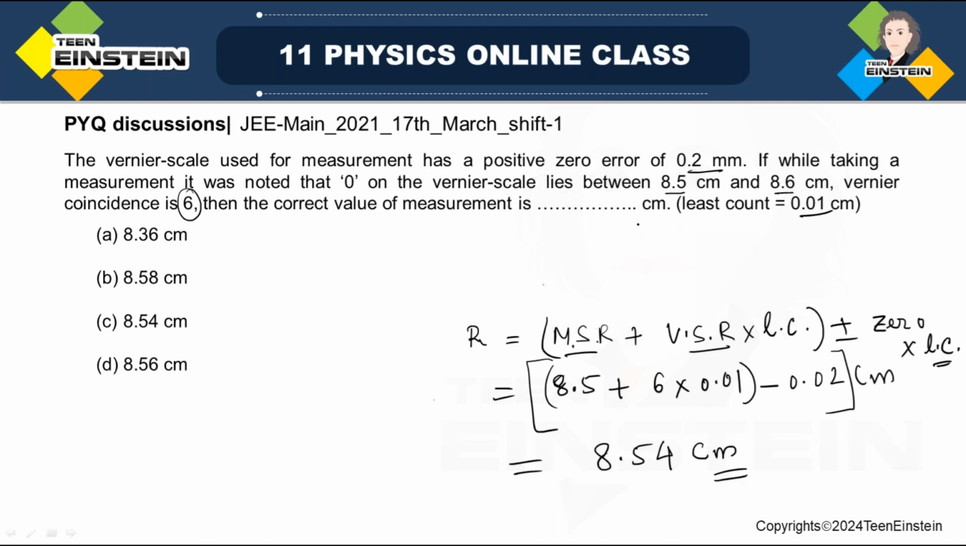So here the point was taking the main scale reading. How to take that? The one which was actually crossed by the 0 of the vernier. That's all. Otherwise things were easy.